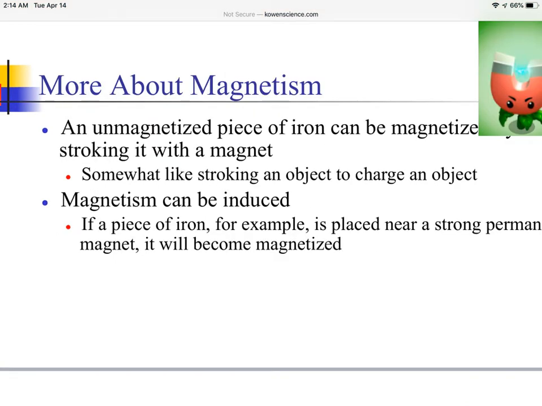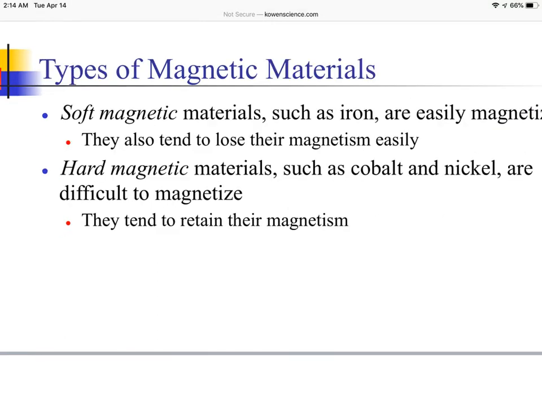Now you can take an unmagnetized piece of iron and you can magnetize it by stroking it with a magnet. This is caused by induction, and if the piece of iron is placed near a stronger magnet, it will become magnetic. We've mentioned soft versus hard magnets before. The soft magnets are temporary magnets, such as iron. The hard magnets are cobalt and nickel. These would be permanent magnets.